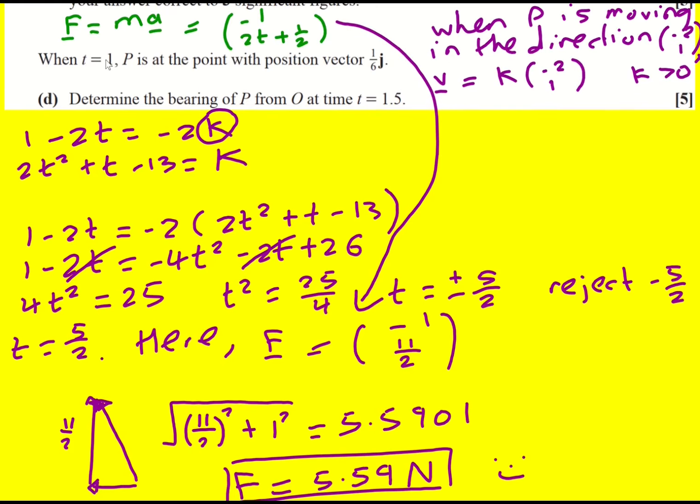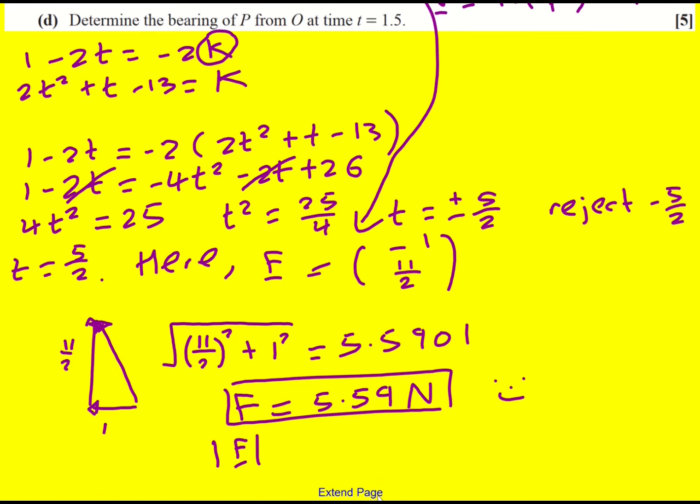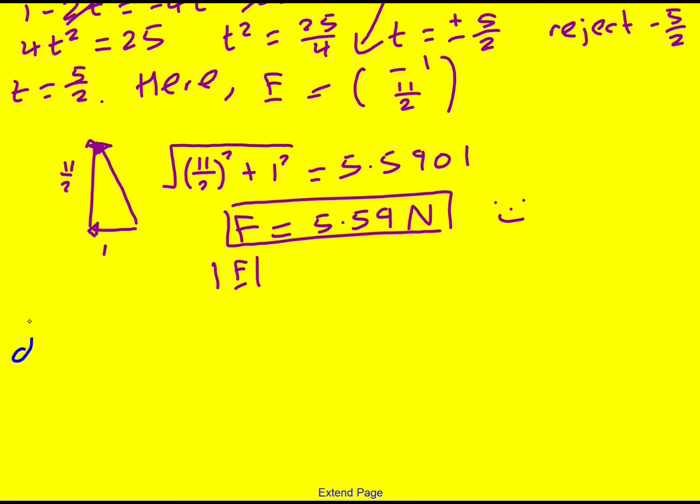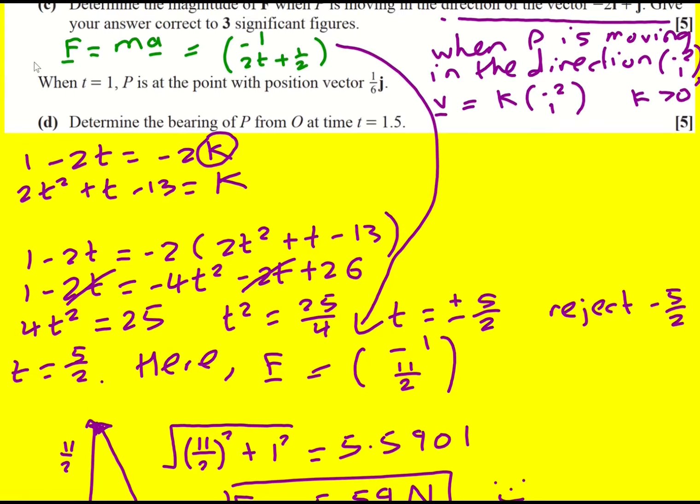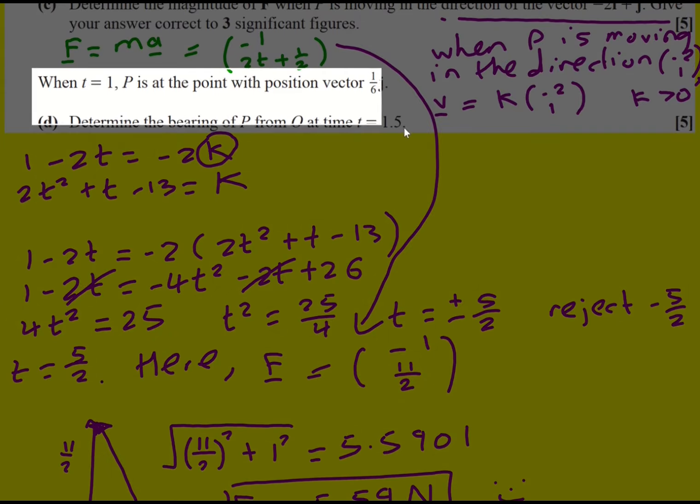So given some information here, when t is 1, P is at the point with position vector 1, 6, j. We're asked to determine the bearing of P from O at time t equals 1.5. Okay, well, I brought the velocity down. I am actually going to just copy this as well.